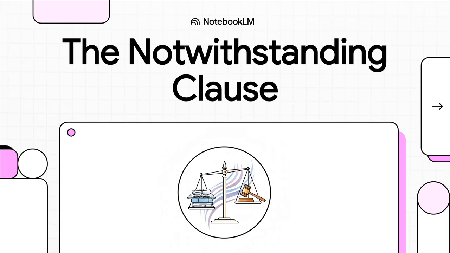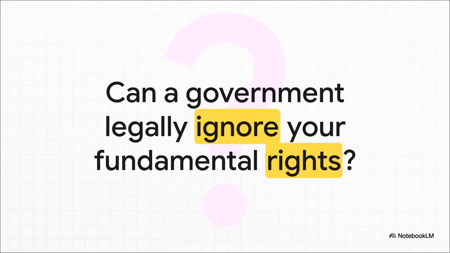All right, today we are diving into one of the most powerful and one of the most controversial tools in all of Canadian law. We're talking about Section 33 of the Charter of Rights and Freedoms, but you probably know it as the Notwithstanding Clause. So let me ask you this right off the top. Can a government legally just ignore your fundamental rights? It's a pretty jarring question, isn't it?